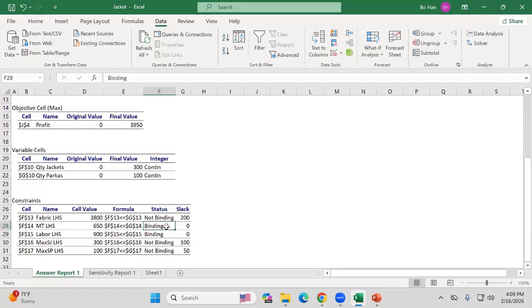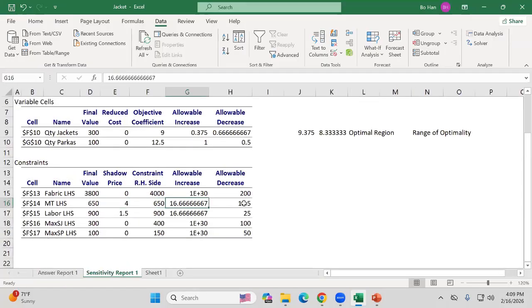Are we all good? Okay, the next one is allowable decrease and allowable increase. Let's use the second constraint as the example. Allowable increase and allowable decrease show you in which range your constraint value, the RHS value, can change so that the current shadow price does not change. Are you good? Okay.